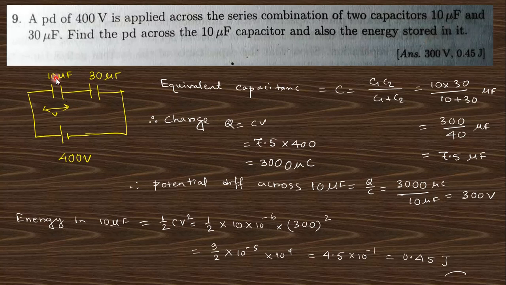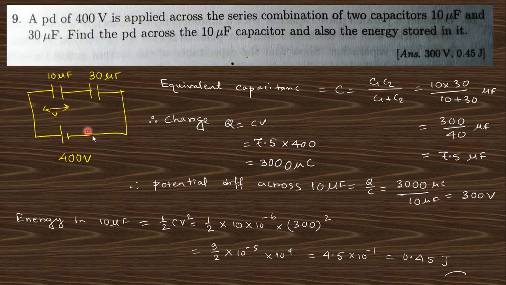The equivalent capacitance of these two series capacitors is the product over the summation, so you will finally get 7.5 microfarad. The charge of this system will be Q equal to CV, where C is 7.5 and V is 400. This 3000 microcoulomb is the charge, and it will be the same on this capacitor. So the potential difference of this 10 microfarad capacitor is Q by C, where Q is 300 microcoulomb and C is 10 microfarad, so you will finally get 300 volt.